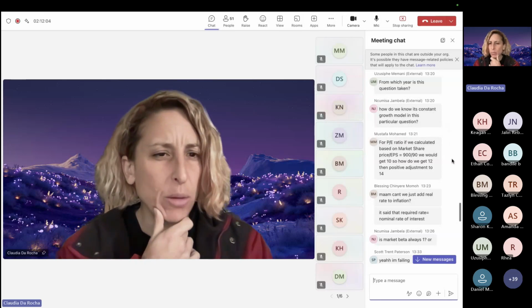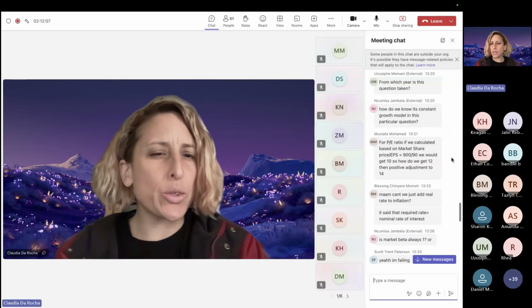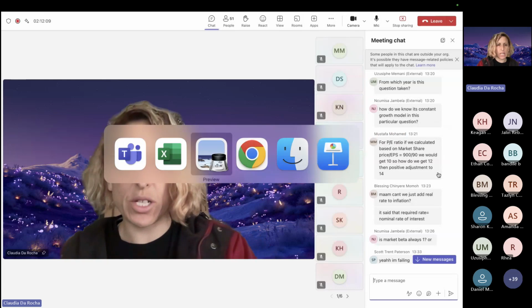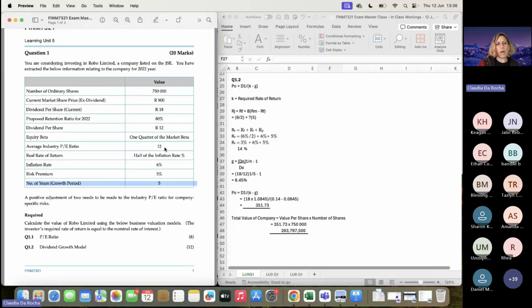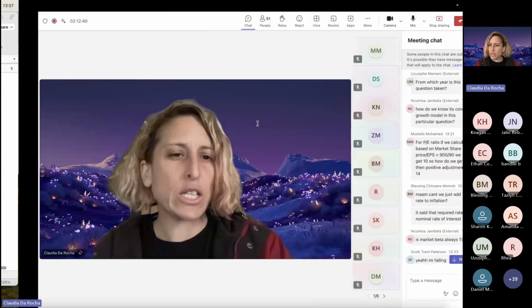Mustafa's question is about using the market share price to calculate. Yeah, but you see, Mustafa, the current market share price that you're using is ex-dividend. It doesn't factor in the dividend, so you can't use it. This is a value that's too low. It's missing the dividend, so you can't use it. This was put in this question to trick anyone who wanted to calculate using a different way. As soon as it says ex-dividend, it means that value is not the real current market share price. It doesn't show you the full value. That's why you would get a different amount.